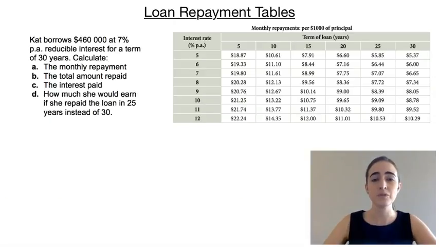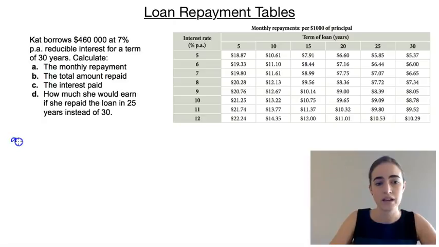So the example I want to have a look at says Kat borrows $460,000 at 7% per annum reducible interest for 30 years. And we want to calculate her monthly repayment for part A. So part A, her repayment.